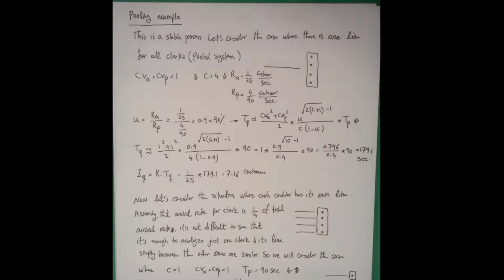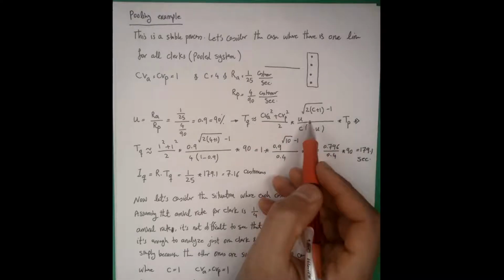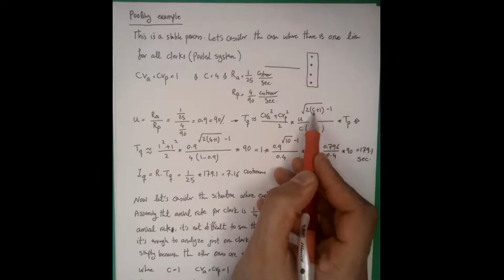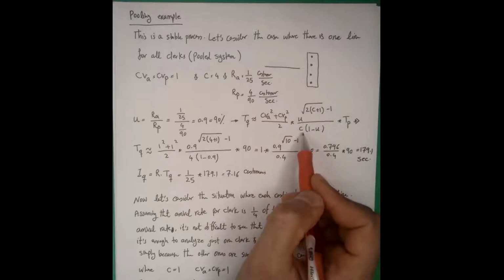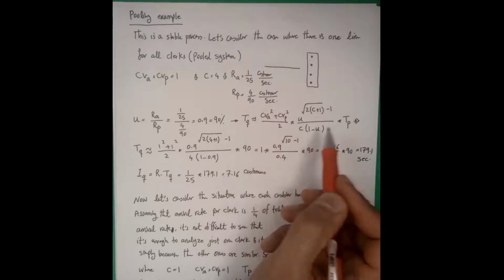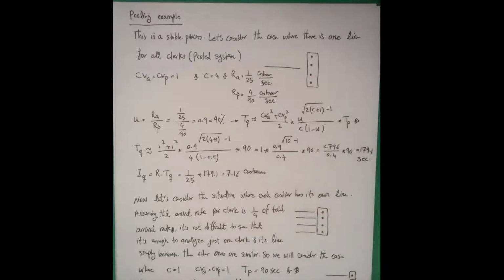Now, utilization is going to be rate of arrival over rate of processing. That's going to be 90%. Tq is going to be given by this formula, but in this Tq, I'm going to have utilization 90%, c is 4 because I have 4 clerks, and again 4 here times 1 minus 90%, and right there is 90 seconds for processing time. So Tq becomes, if you plug in numbers and do the math, roughly about 180 seconds.